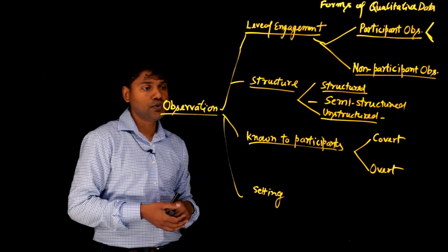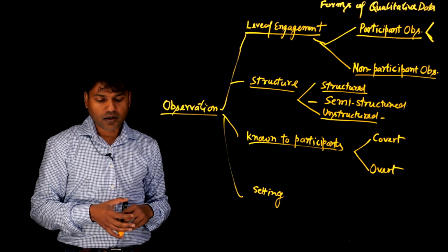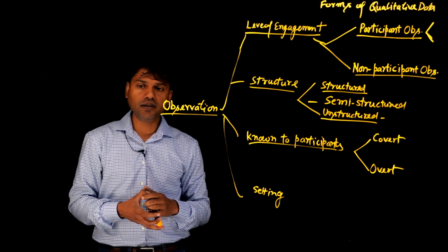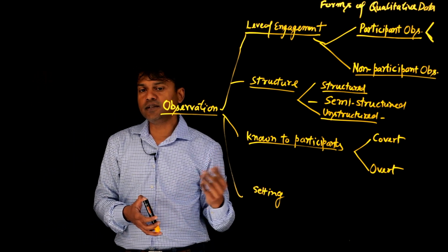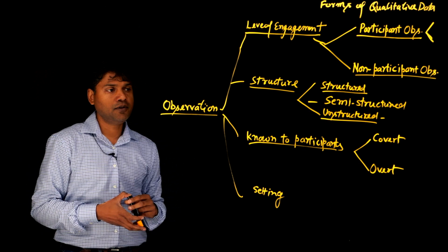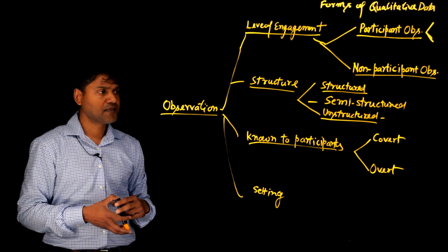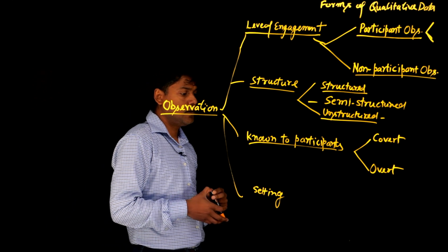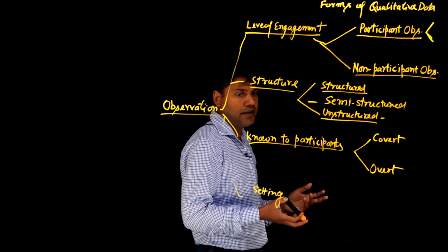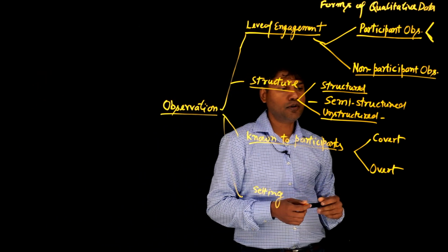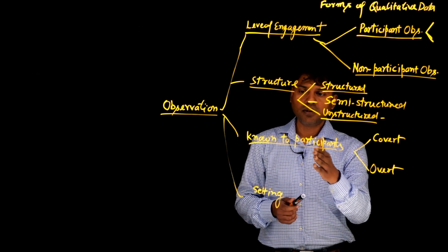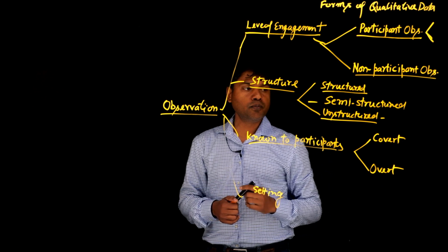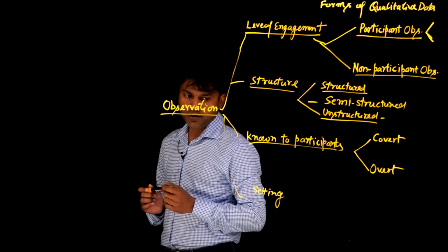Overt is something where the participant knows. So if I'm going to observe a classroom, the teacher already tells the students that we have a guest here, he or she will be sitting in this class and doing some observations. So the students already know in advance that somebody will be there to observe them. So from this point of view, known to participant, an observation could be covert or overt.